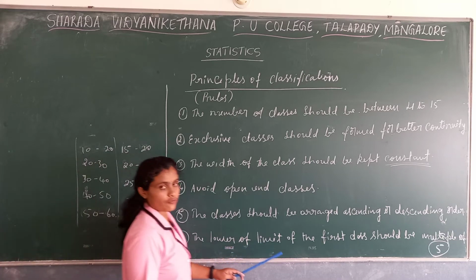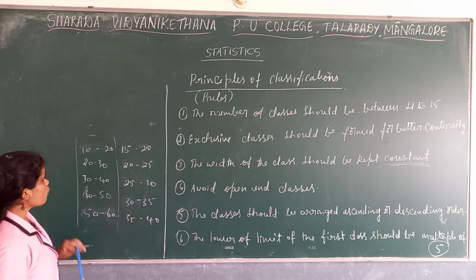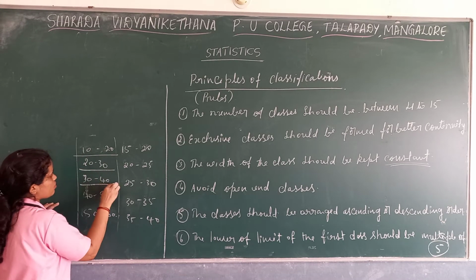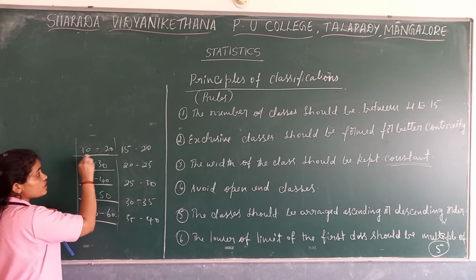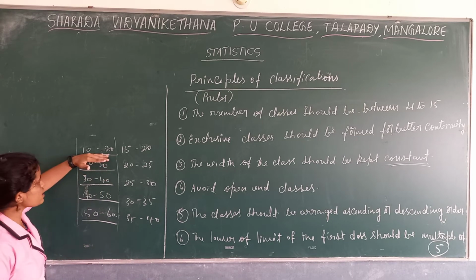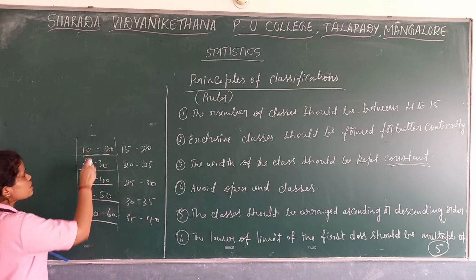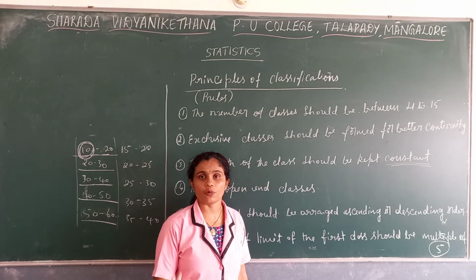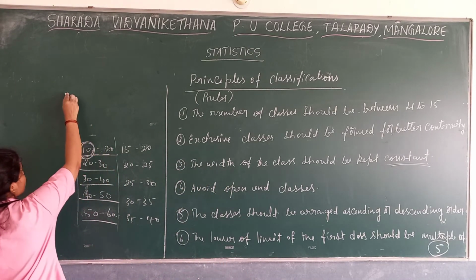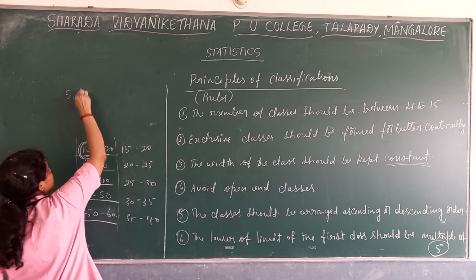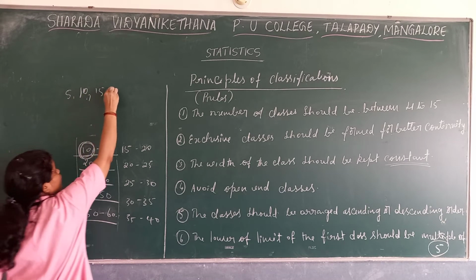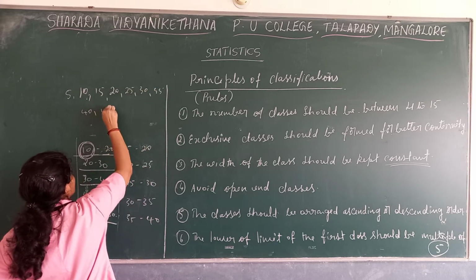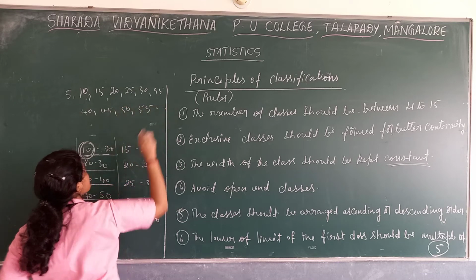Now, the lower limit of the first class should be a multiple of 5. What is the lower limit of the first class? Which is the first class? So this is the first class, this is the second class, third class, fourth class, fifth class. The lower limit of the first class is 10. When we begin, the first value should always be a multiple of 5. What are the multiples of 5? 5, then 10, 15, 20, 25, 30, 35, 40, 45, 50, 55. These are the multiples of 5.